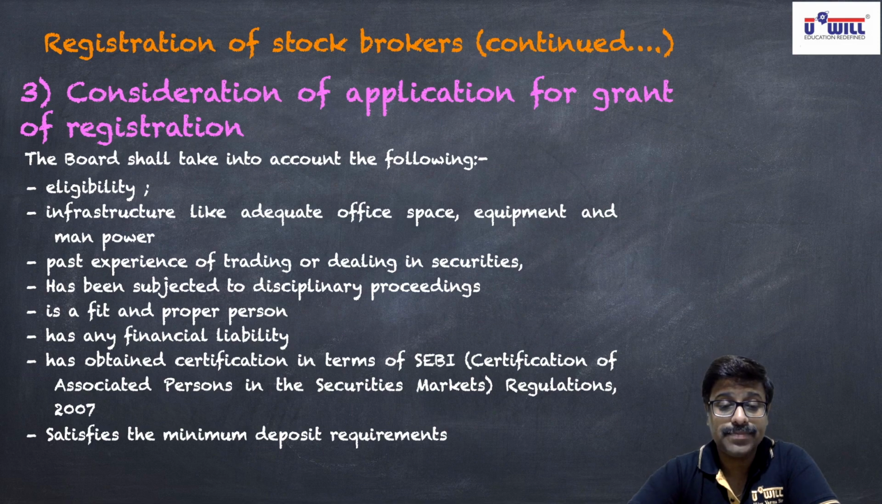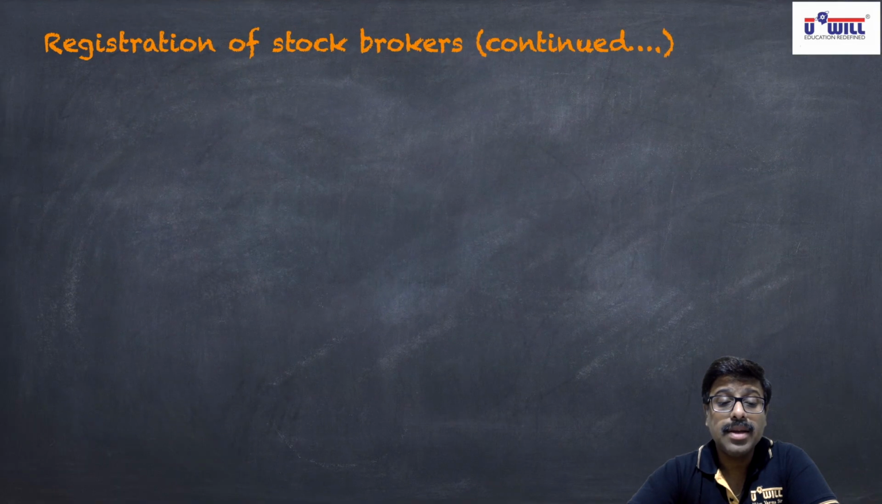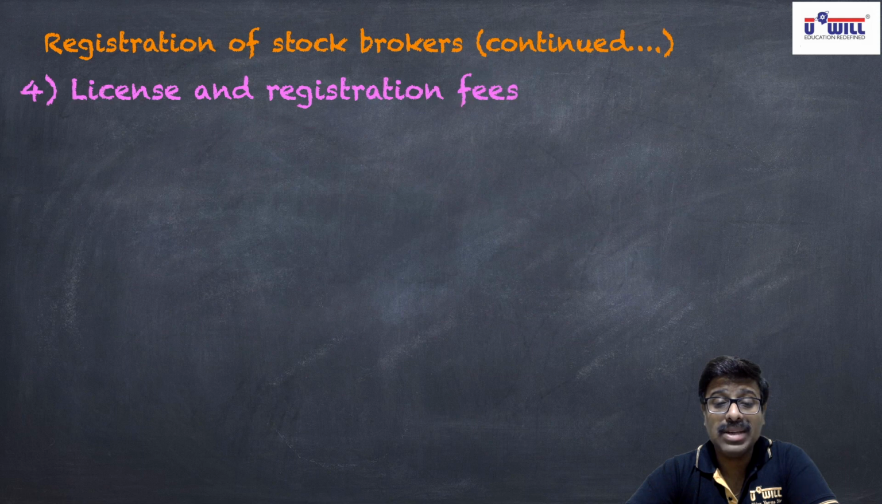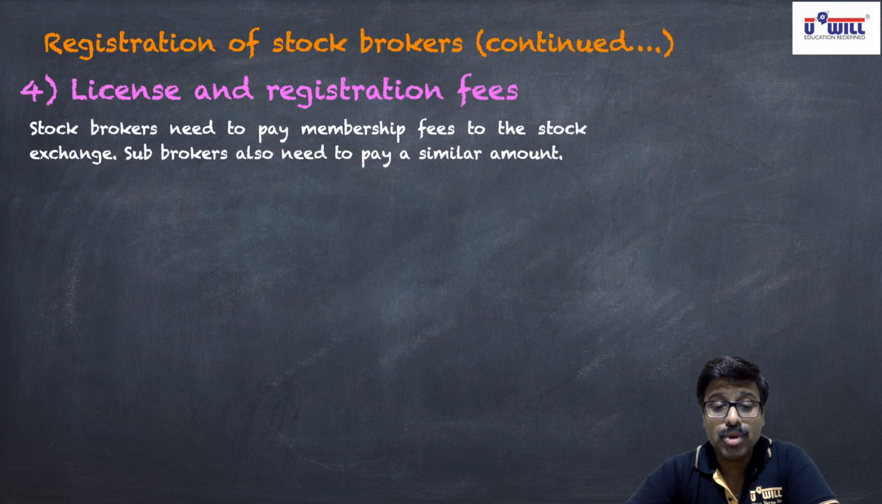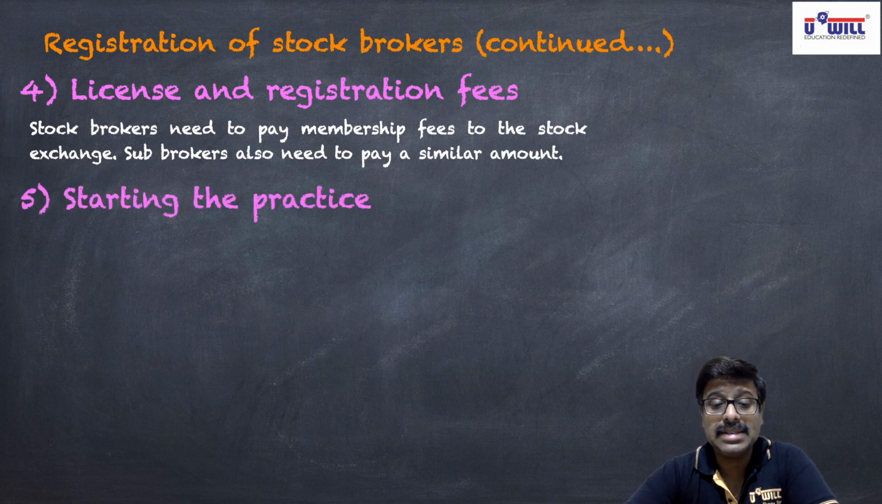We go further. Fourth step is you'll have to get the license and pay the registration fees. Okay, so stockbrokers need to pay membership fees to the stock exchange. Sub-brokers also need to pay a similar amount. Underline this completely.